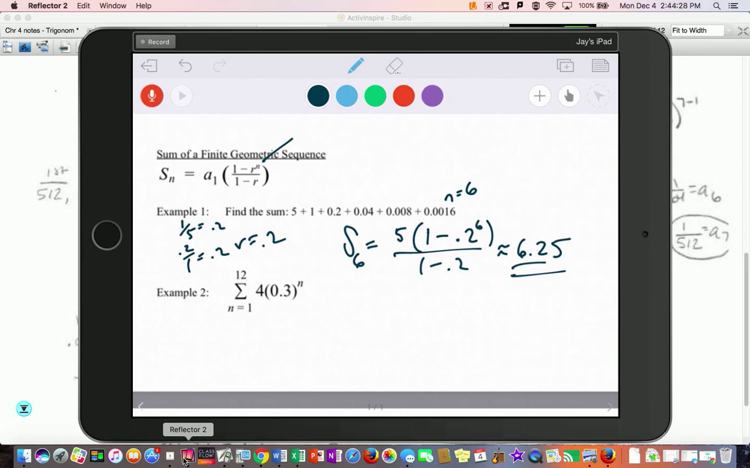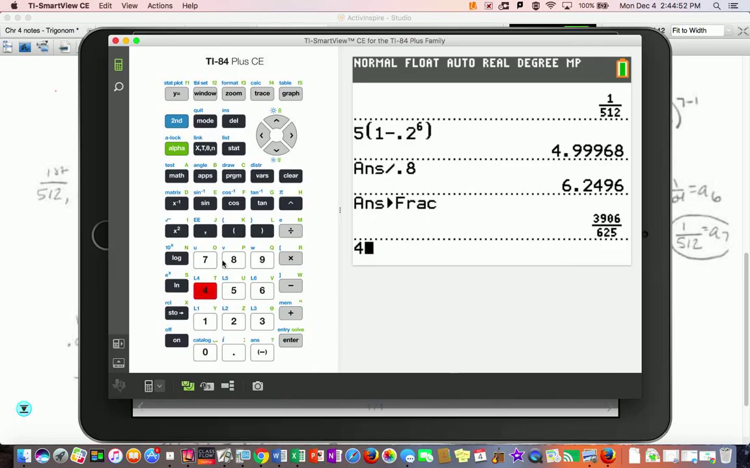All right. So again, remember that means to sum. So we're supposed to sum this up, and we're going from 1 to 12. So that's 12 terms. Now what you might have to do on this problem is plug in 1, plug in 2, and see what's happening. So when you plug in 1, it's 4 times 0.3, so 4.